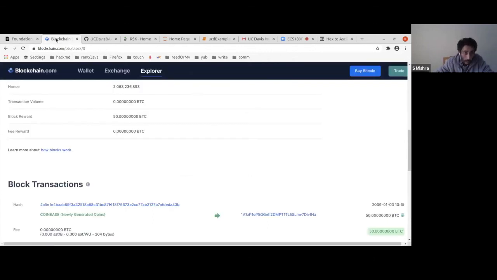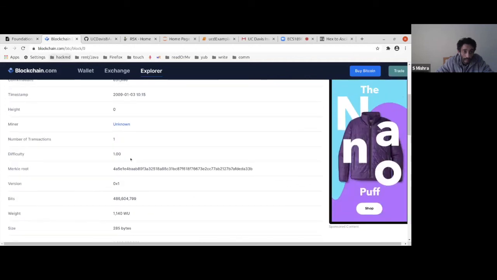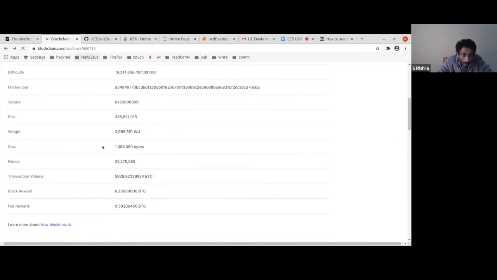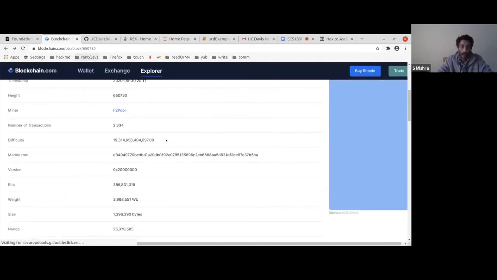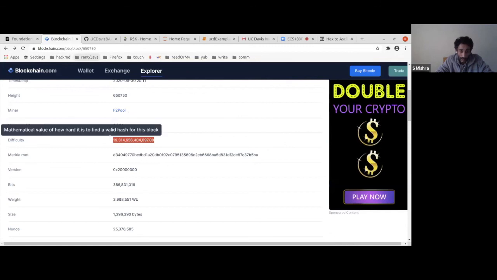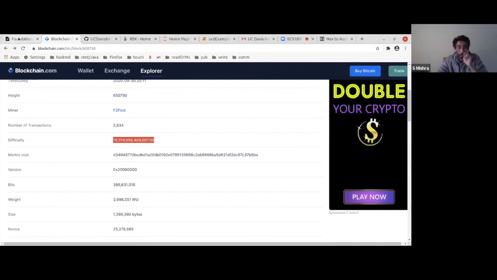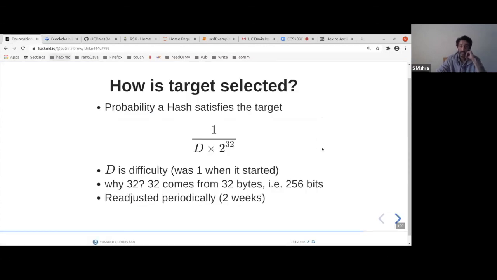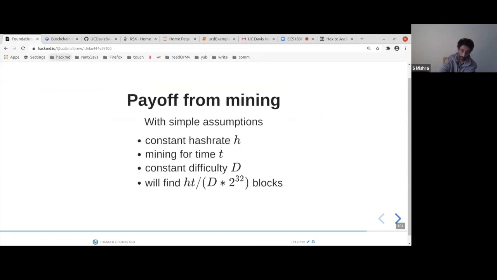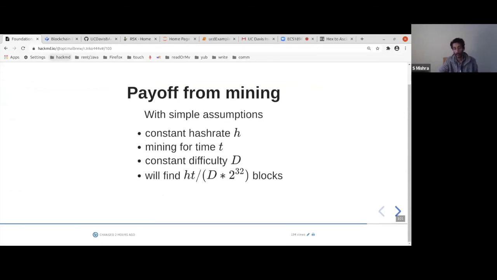And now the difficulty is 1. Wait, oh, that's block 0. Block 0, difficulty of 1. And now the difficulty is, so that's not a billion. That's like, we have a trillion, 19 trillion. So this gives us an idea how difficult it is to hit a target. It's readjusted every 2 weeks. And the idea is to keep the blocks coming at an average rate of about 10. Payoffs from mining.